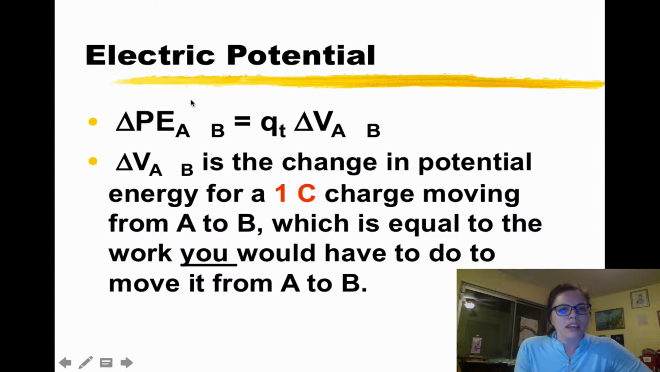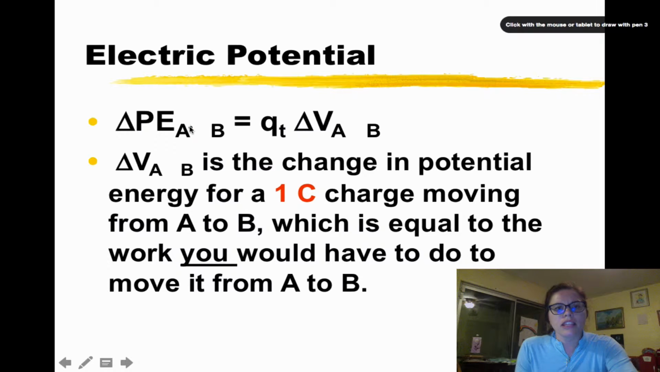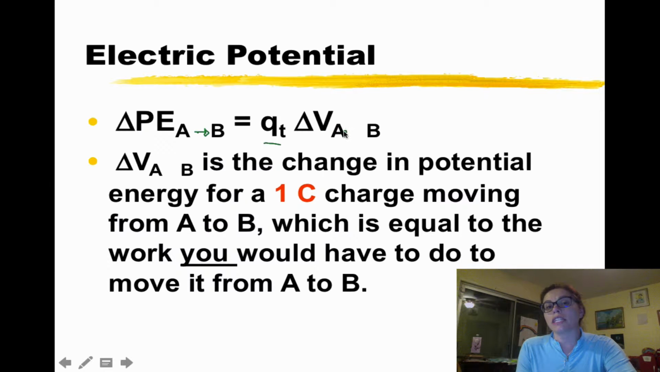Okay, so the equation that we learned, or the definition rather, that we learned in class was that the change in electric potential energy from point A to point B is equal to the test charge times the change in electric potential, or change in voltage, from point A to point B. So the change in voltage from point A to point B is the change in electric potential energy for a 1 coulomb charge moving from A to B, which is equal to the work you would have to do to move it from A to B.